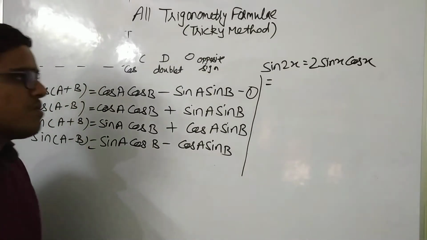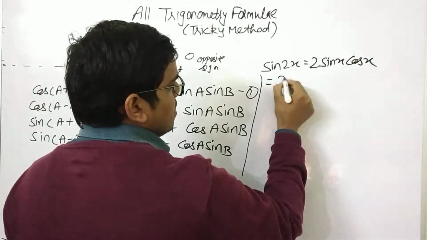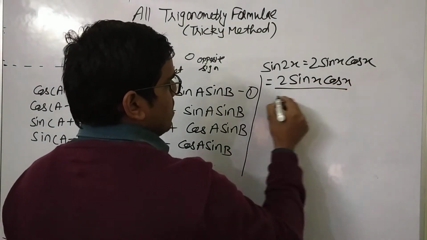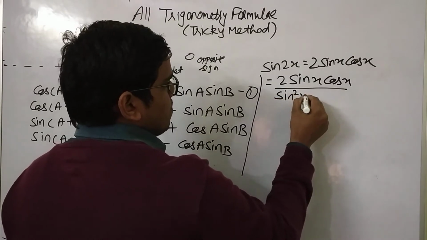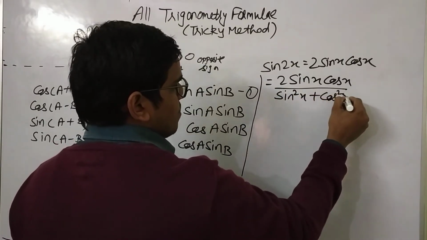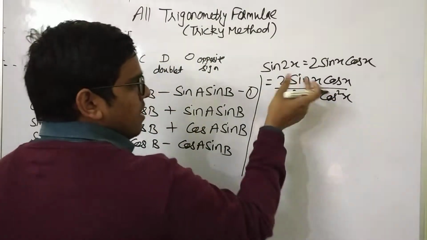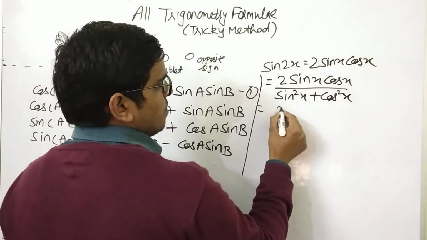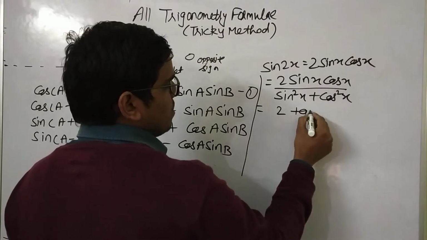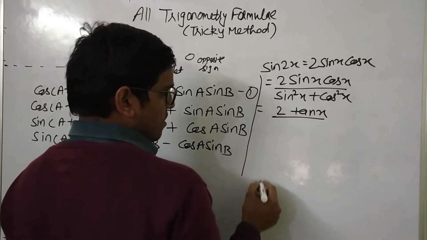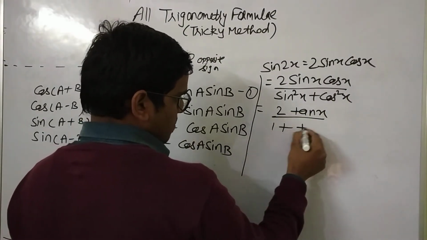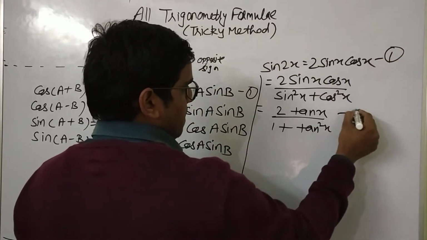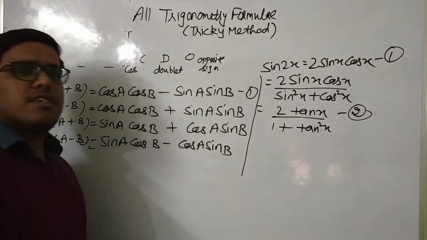Same procedure I am doing in this formula. Divide this by cos square x plus sin square x. Does it make any difference? No. If I divide it by sin square x plus cos square x, no difference occurred. Again, divide numerator and denominator by cos square x. So in the numerator it will become 2 tangent x and in the denominator it will become 1 plus tangent square x. This is the first formula for sin 2x and this is the second one for sin 2x.